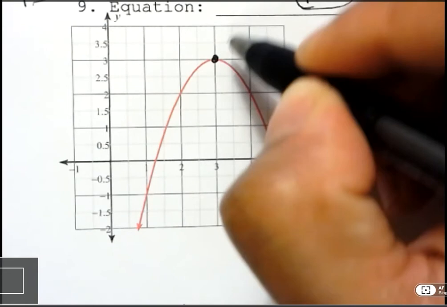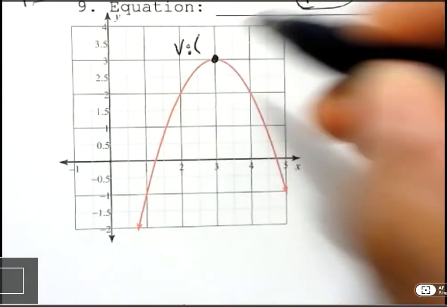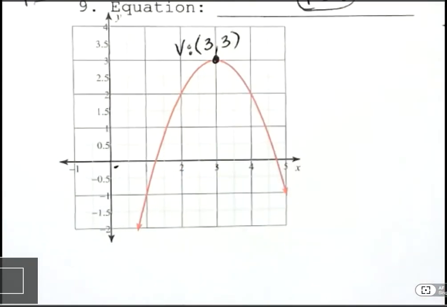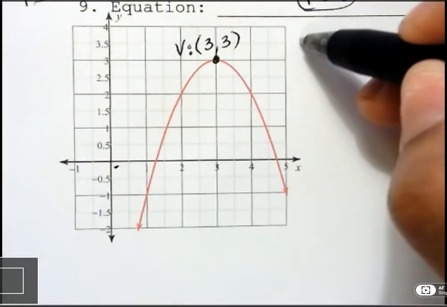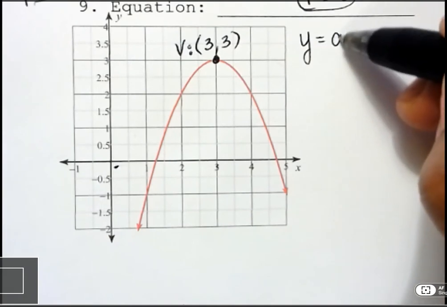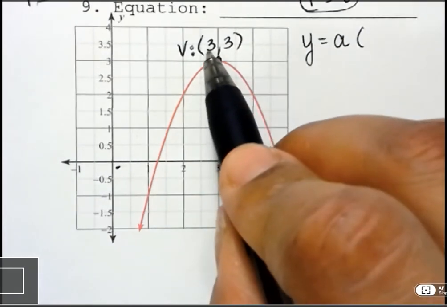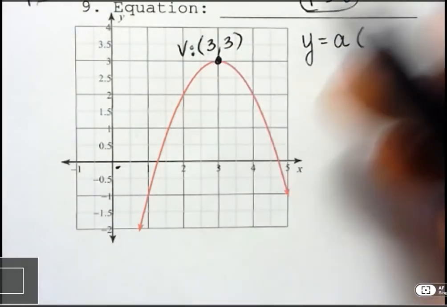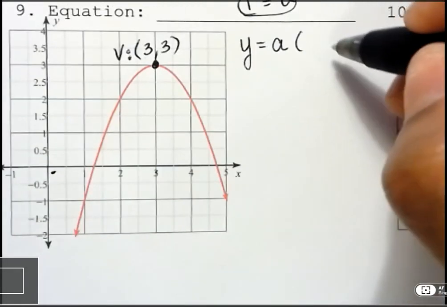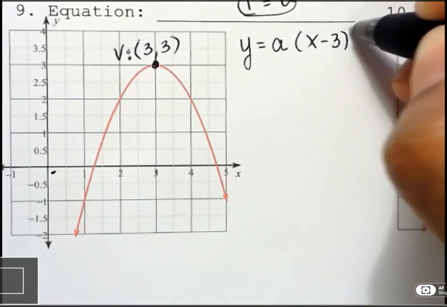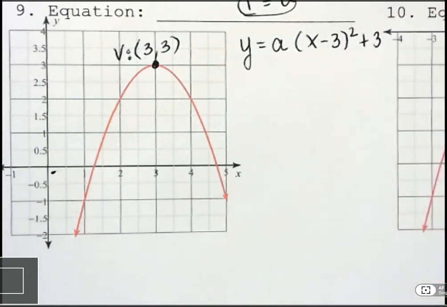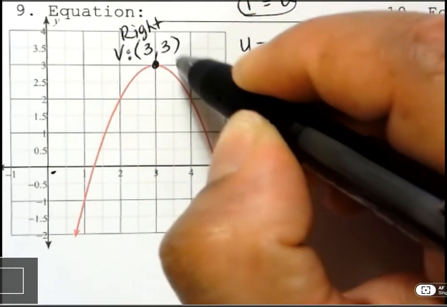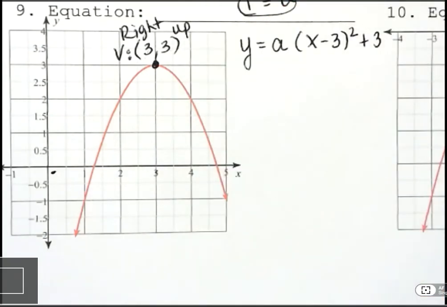Again. So the first thing you do is you find the vertex. The vertex happens at (3, 3). So you plug it in. We don't know A. H is 3, so that means we moved to the, you do opposite, right? So if this is a positive 3, we're going to put it in as a negative 3, and then K is a positive 3. So this means that it moved to the right 3 units and up 3 units. Okay?